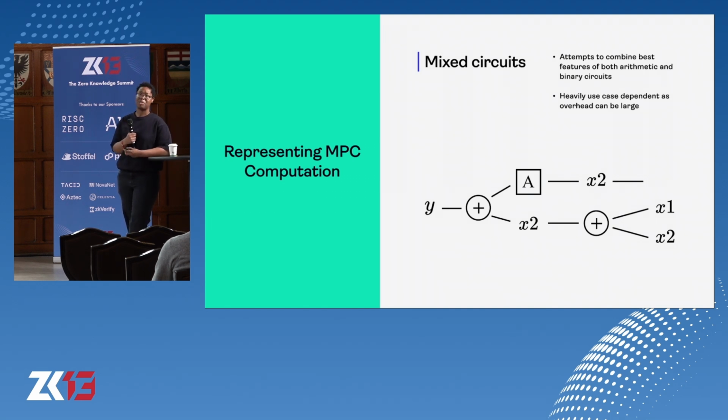So you can have MPC programs that are highly optimized for linear computation, but when you need to do some nonlinear computation, you can switch to binary circuits. And when you need to go back to linear computation, you can switch back to arithmetic circuits. It has a very high overhead, so it's heavily use case dependent. But for those use cases, it tends to be quite performant compared to just using a polynomial approximation for an if statement, for example.